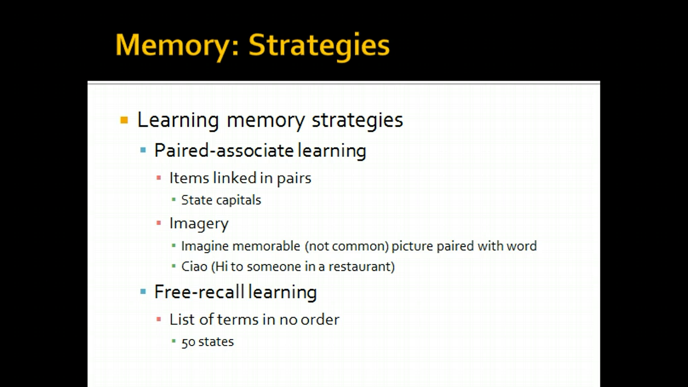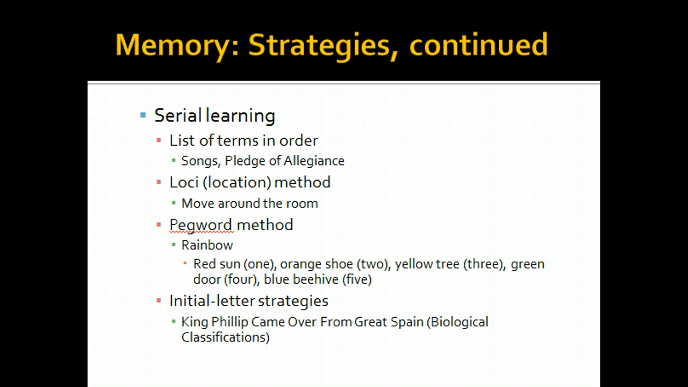There's also free recall learning. When you do free recall learning, you are having to memorize a list of ideas or terms, but they don't have to be in any particular order. So if someone just said, can you name all 50 states, then you could name them in any order and still meet the task. You would have all 50 states. And finally, there's serial learning. With serial learning, you have a list of terms, but they have to be in order. For example, songs and the Pledge of Allegiance, the words in those are in a particular order, and that's the way that you need to remember them.